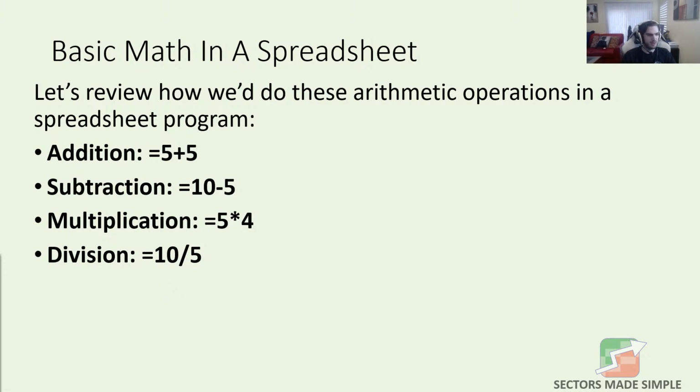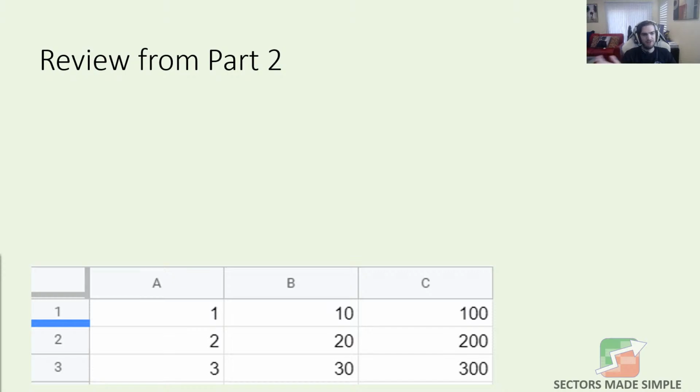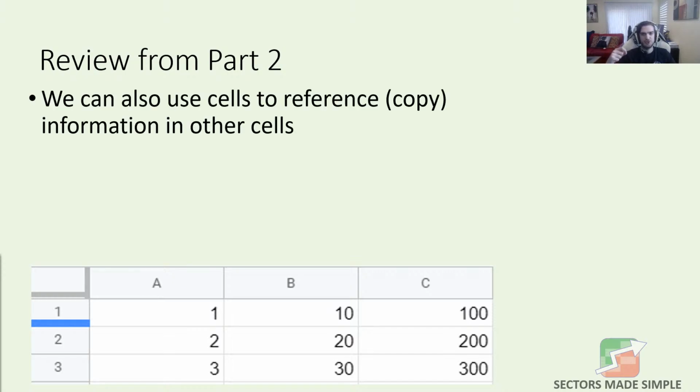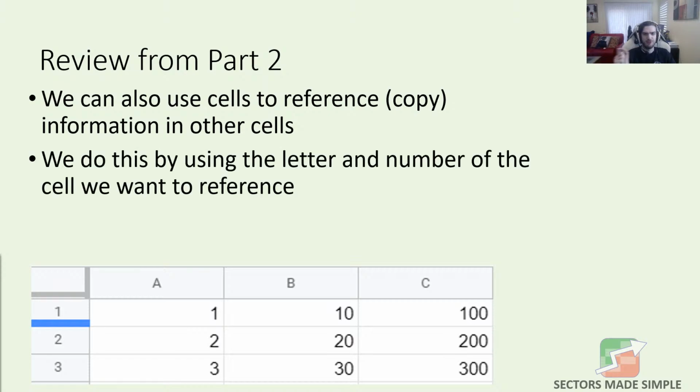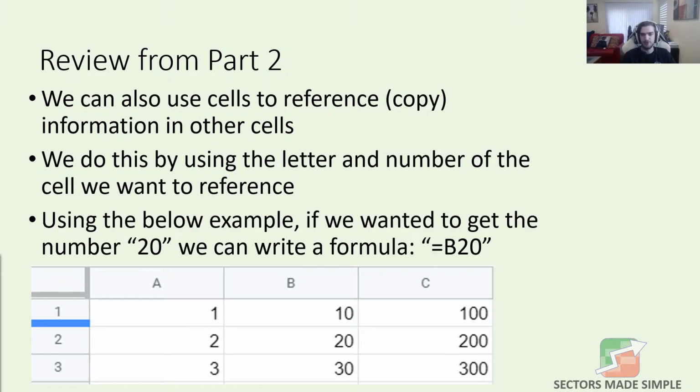Then, after that, in lesson 2, we learned how to look at or point to other cells, where we use the letter and the number of where we want to go. So using the example below, that should say B2, not B20. I don't know why it says B20. But it should say, using the below example, if we wanted to get the number 20, we could write a formula B2, no zero, B2, because B is the column, 2 is the row.